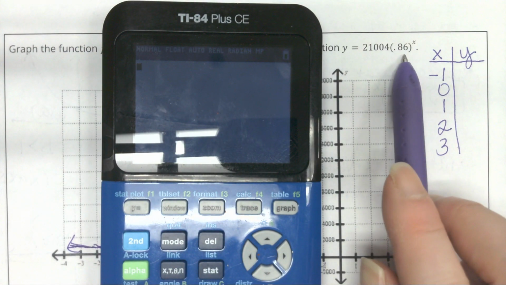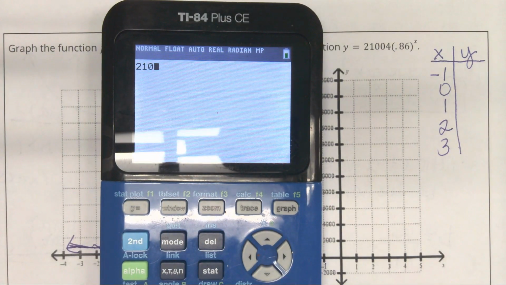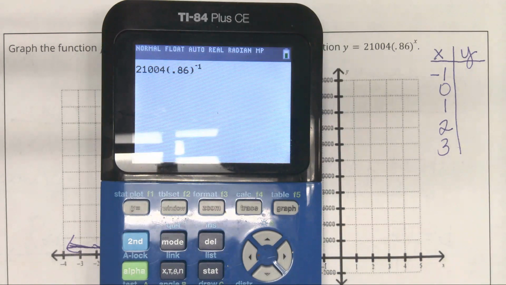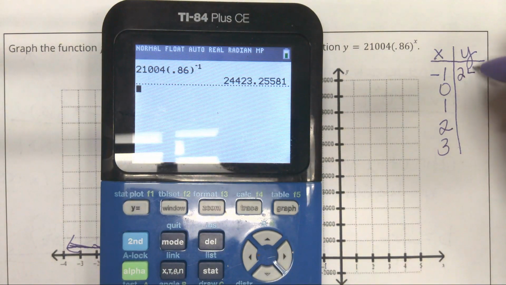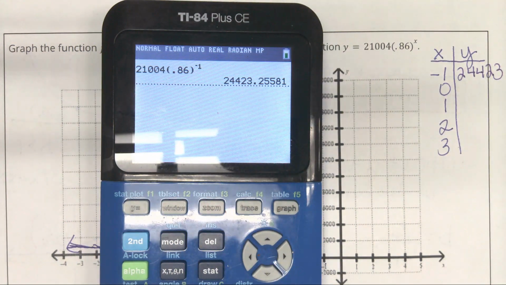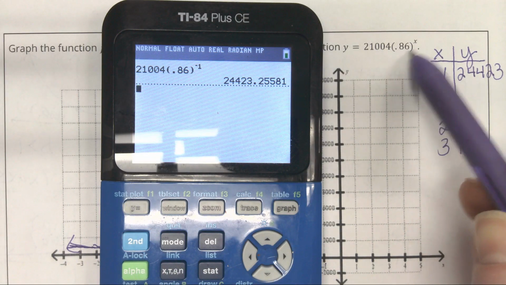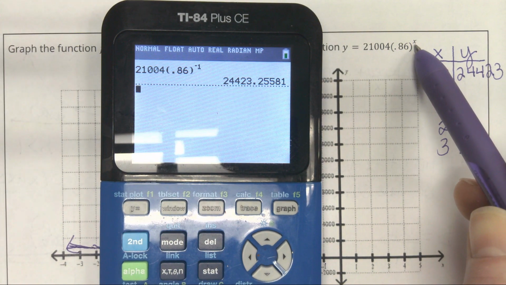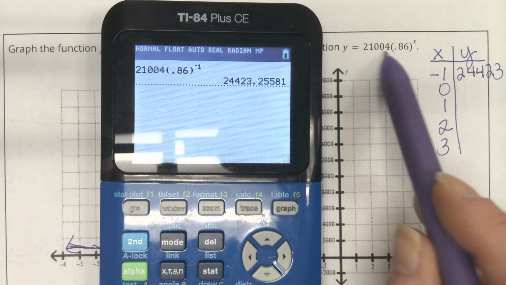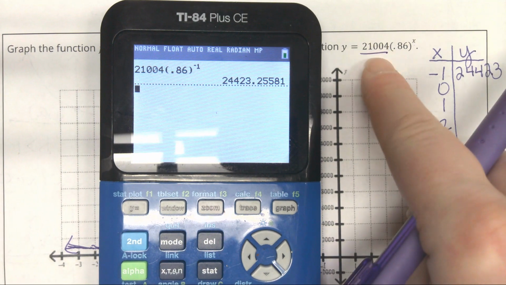Now, I type in my calculator, 21004 times 0.86, and I raise it to the -1 power. And these are going to be decimals, so I'm going to just truncate to the nearest whole number. So that's what I got. You shouldn't have to put 0 in, because what's anything raised to the 0 power? 1. So this should be, which makes sense. Remember how we said that was our y-intercept?